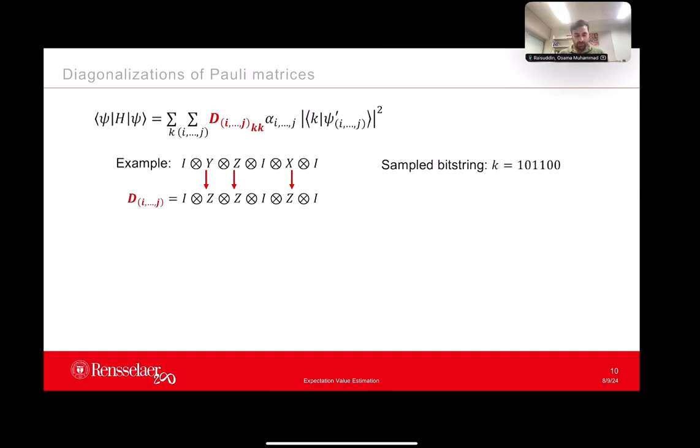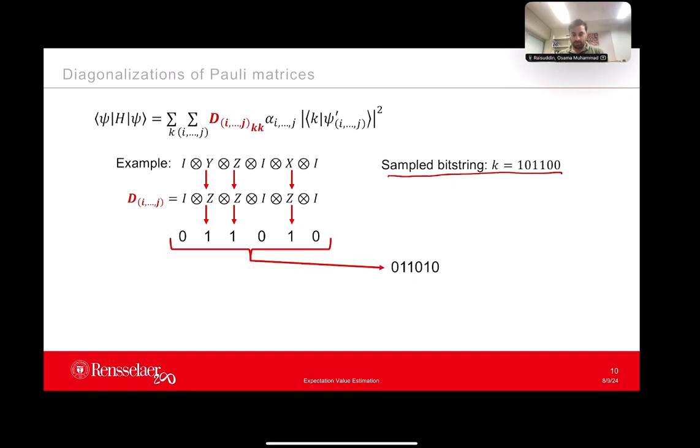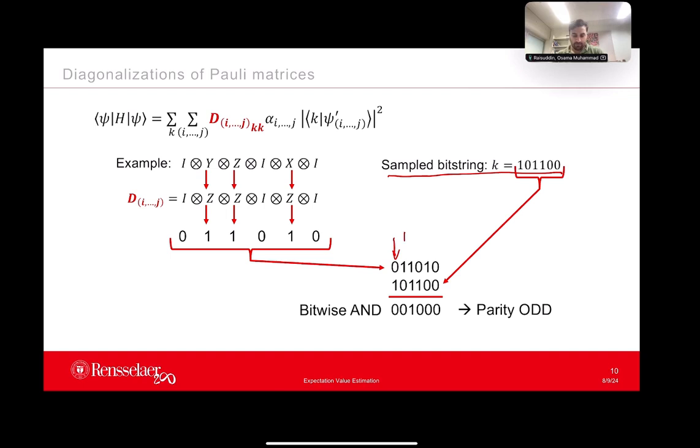As an example, let's say we have that same Pauli string, and we sample this bit string given over here. We can turn this Pauli string of the diagonal matrix into a bit string, and we can take these two bit strings together and compute the bitwise AND of each term. And finally, we're going to compute the parity of this final bit string. If the parity is odd, then this term is going to be -1. Otherwise, it's going to be +1.